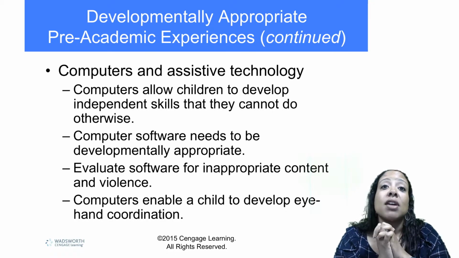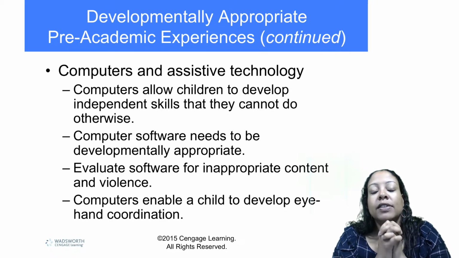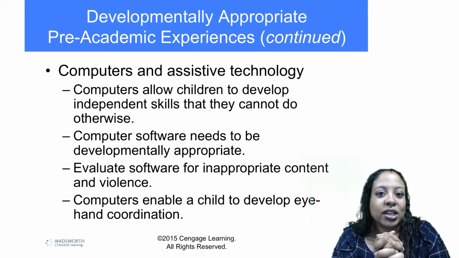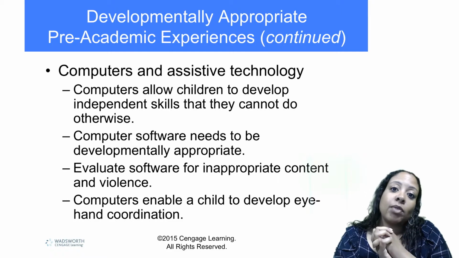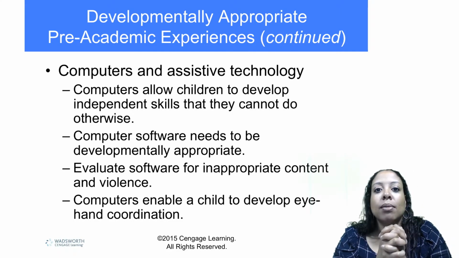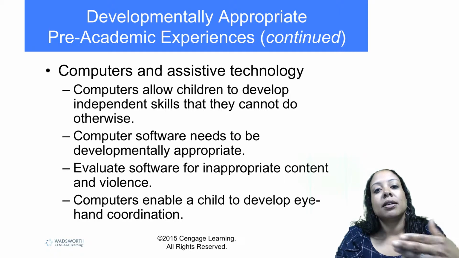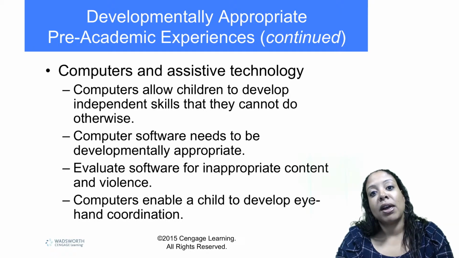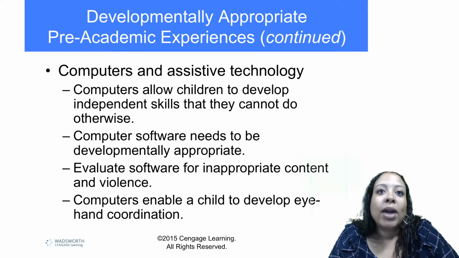The computer software needs to be developmentally appropriate. So developmentally, not chronologically. So for my son who's 5, for a typically developing 5-year-old, you wouldn't use an eye gaze machine. They would be looking at books, developmentally appropriate books, which my son can too, but he needs the added support of the eye gaze to help him access that curriculum, for example. Evaluate the software for inappropriate content and violence.